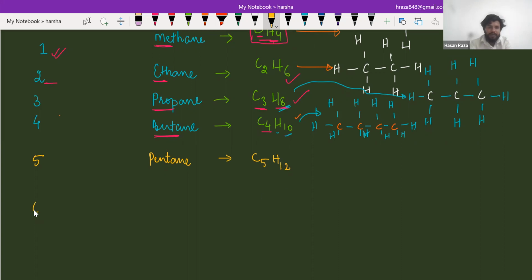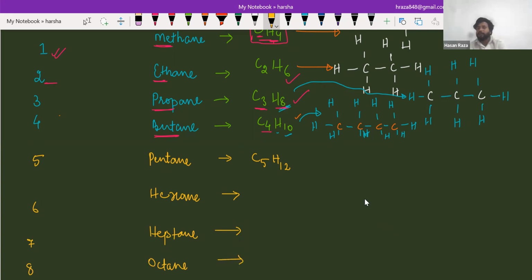Now, if you have 6 carbon, that means hex, and since it is singly bonded, hexane. 7 carbon, that means hept, and since singly bonded, heptane. 8 carbon, that means oct, and singly bonded, octane. Now, please do write the chemical formula of all these and the structures also. And if you have any doubt, please ask.